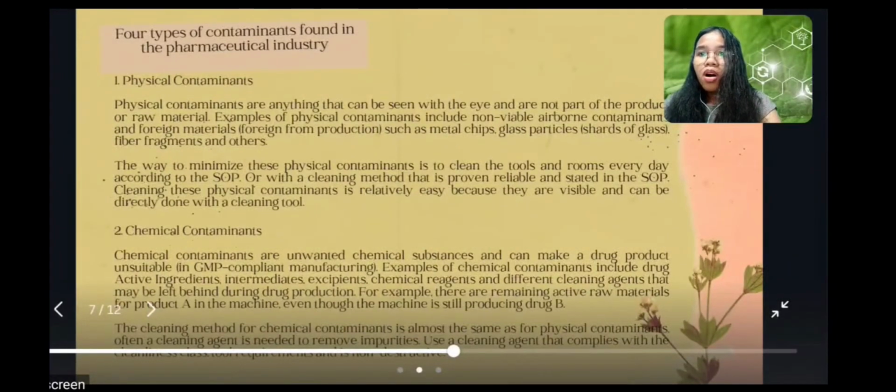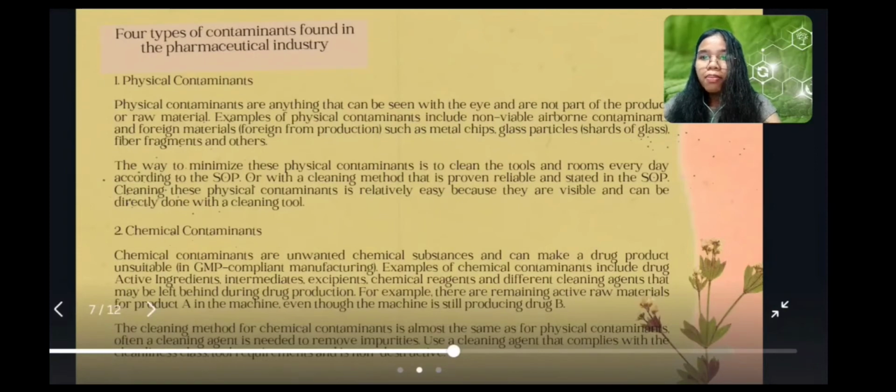Four types of contaminant found in the pharmaceutical industry. The first one, physical contaminant. Physical contaminants are anything that can be seen with the eye and are not part of the product or raw material. Examples of physical contaminants include non-viable airborne contaminants and foreign material, for instance from production, such as metal clips, glass, particles, shards of glass, fiber, fragments, and others.